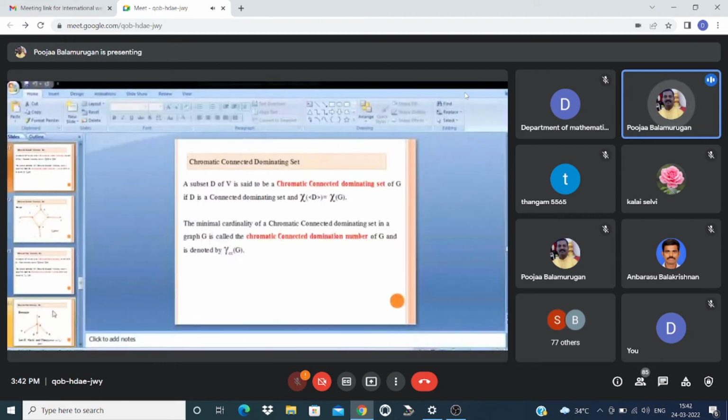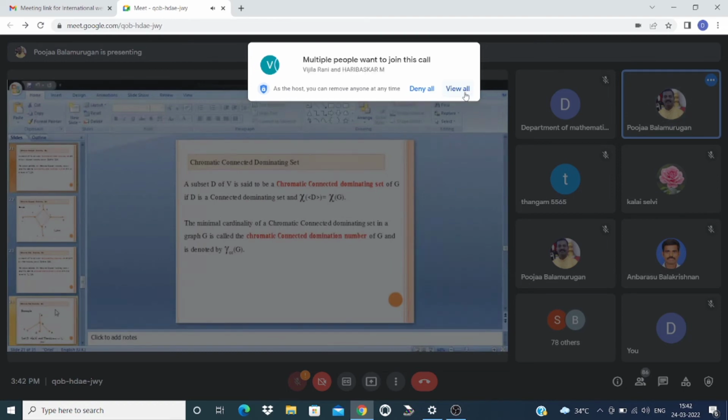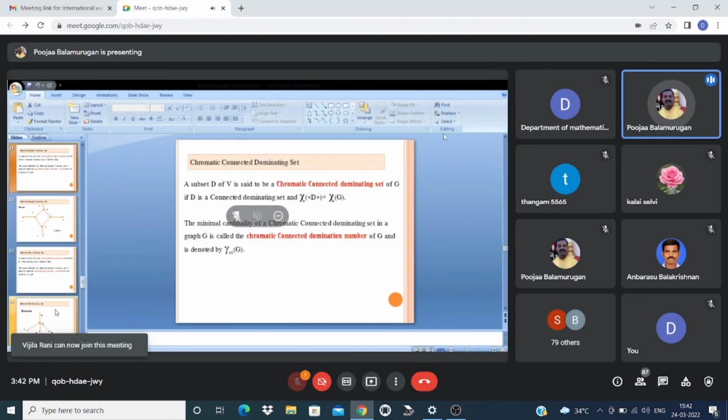A subset D of V is said to be chromatic connected dominating set of G if D is a connected dominating set and chi of induced D equal to chi of G. The minimum cardinality of a chromatic connected dominating set in a graph G is called chromatic connected domination number of G and is denoted by gamma CC of G.